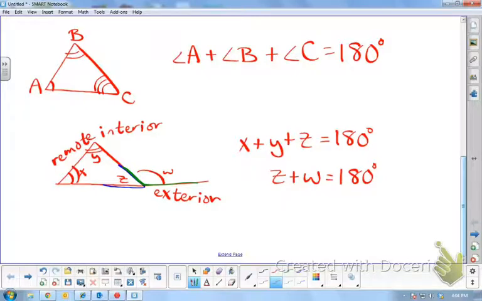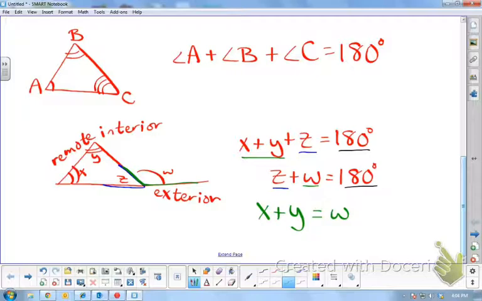Well, we have some things that are in common. They both have Z's, and they both equal 180. That means all the other stuff should also be equal to each other. X plus Y should equal this W because they're almost the exact same equation with just one letter instead of two. So that means those two remote interior angles equal that outside exterior angle.